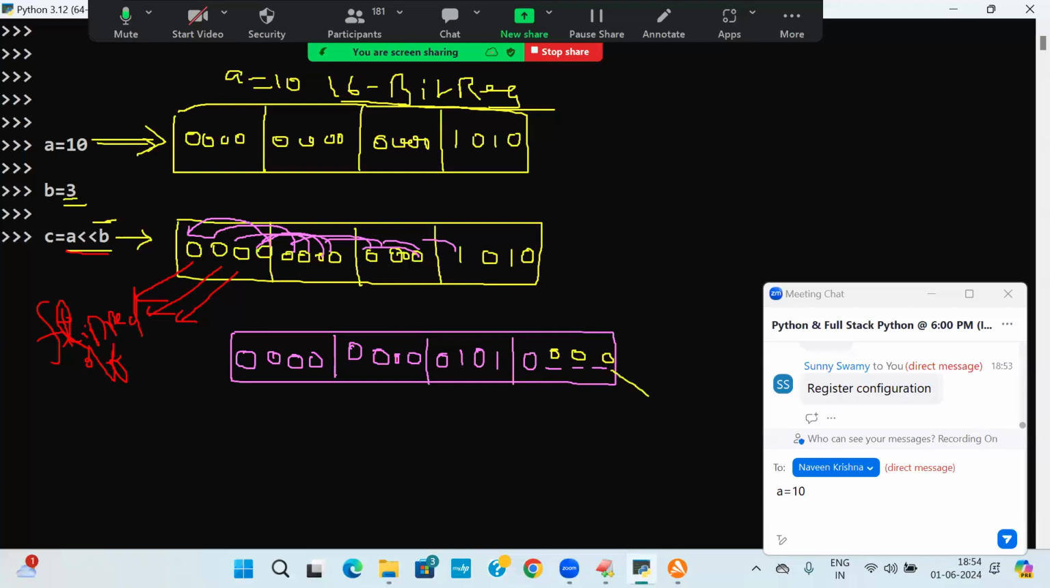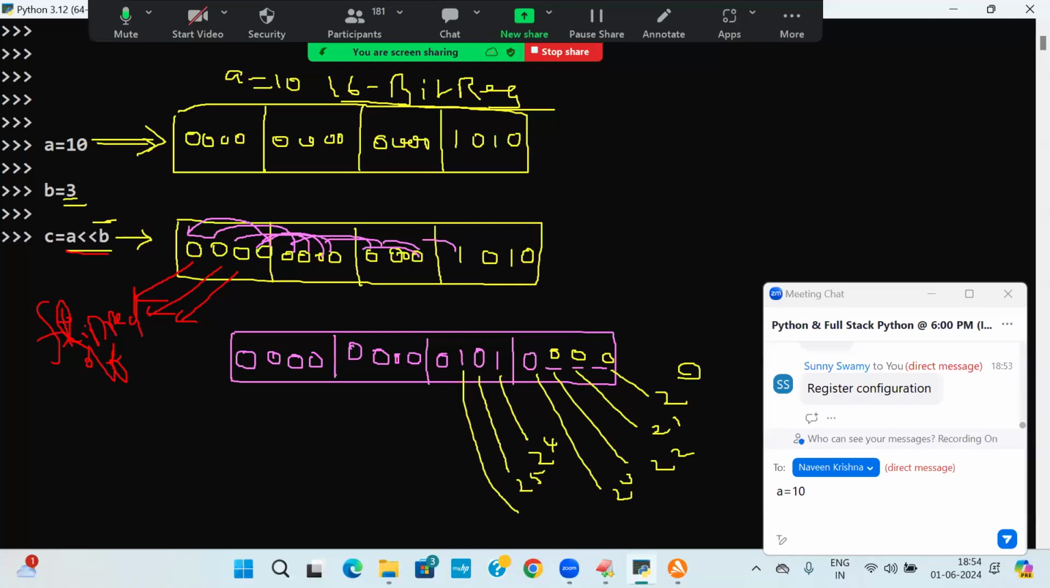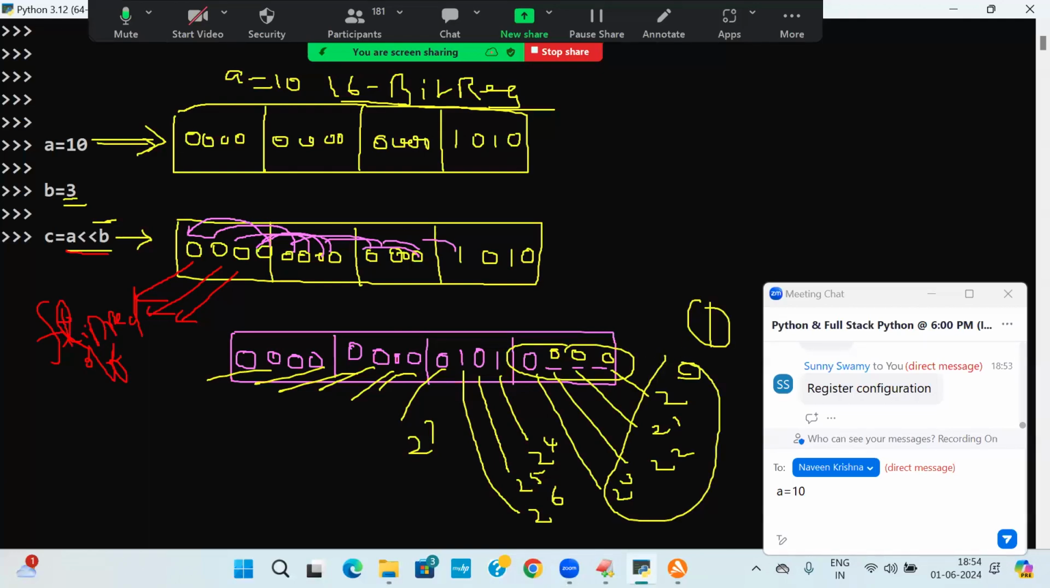So now compute it. 2 to the power of 0, 2 to the power of 1, 2 square, and next is called 2 cube, 2 to the power of 4, be careful, and 2 to the power of 5, and next is 2 to the power of 6, 2 to the power of 7, 2 to the power of 8, 9, 10, etc. And tell me, this data plus this data will become what? 0 only. Converting binary into decimal.